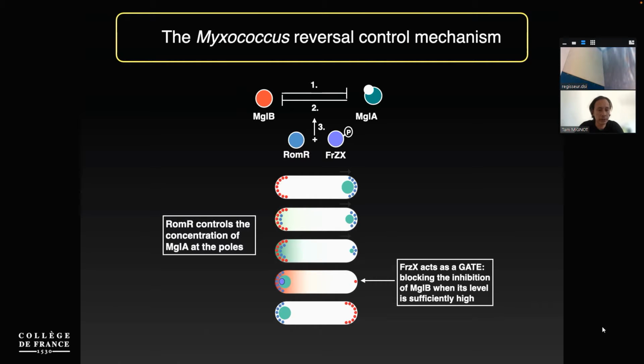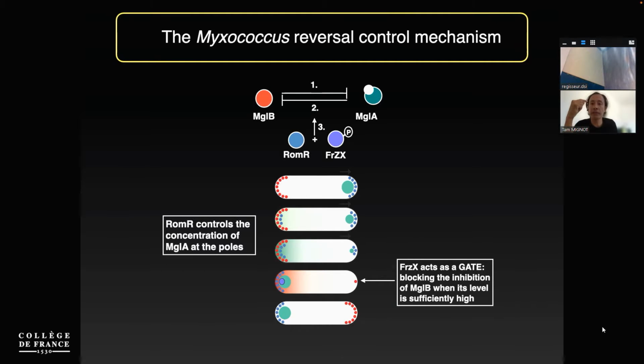So RomR builds the net cycle because it builds at the back of the cell. And this relocalization is in fact a slow, rate-limiting process that provides a refractory period to the system. In other words, the system cannot reverse again until RomR has fully relocalized to the back. But once RomR is localized to the back, it's still not sufficient for the cell to reverse because the action of MglB is still active. And this is where FrzX phosphate comes into play, because its action will be localized to the back of the cell, likely inactivating MglB and allowing the system to actually switch.